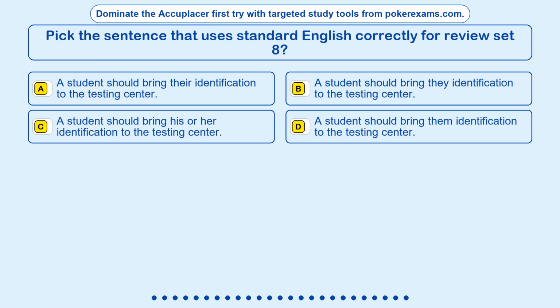Question 20. Pick the sentence that uses standard English correctly for review set 8. Option A. A student should bring their identification to the testing center. Option B. A student should bring the identification to the testing center. Option C. A student should bring his or her identification to the testing center. Option D. A student should bring them identification to the testing center.